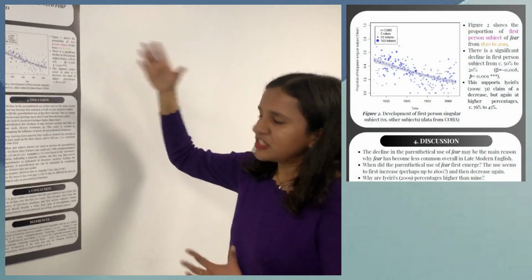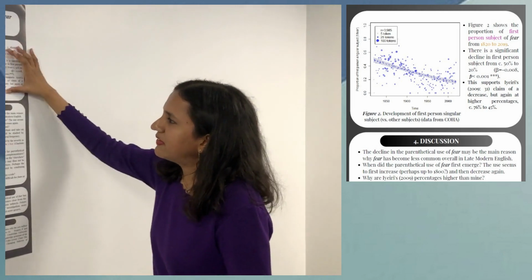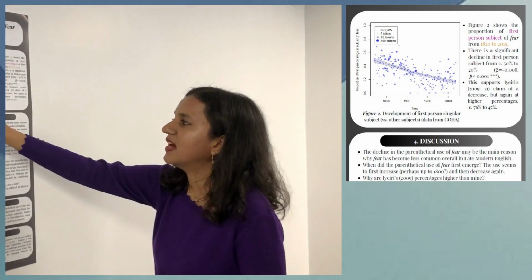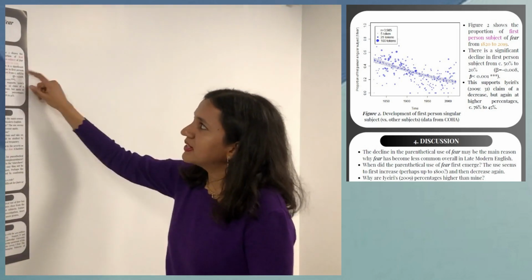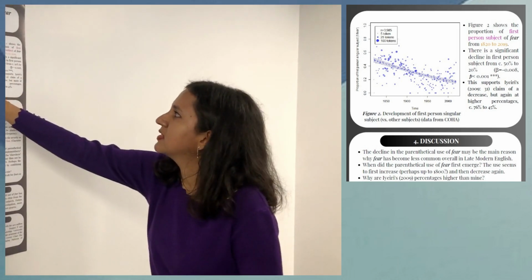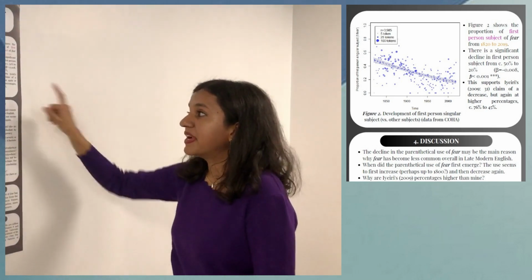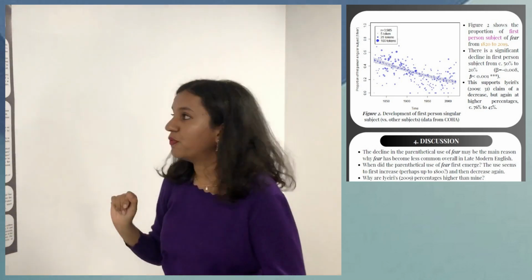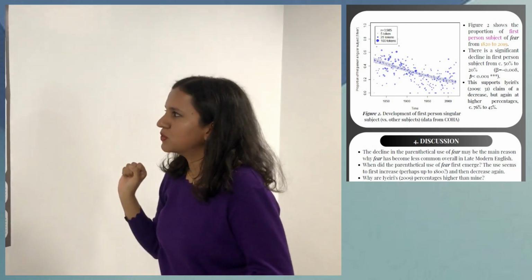Further, let's move on to figure 2. Here figure 2 illustrates the development of first-person singular subject versus other subjects from 1820 to 2019. Again, there is a significant decline in first-person subject from 50% to 20%. This further supports Iyeiri's claim of a decrease, but again with higher percentages, from 76 to 45. The findings suggest that there is a decline in the parenthetical use of fear.